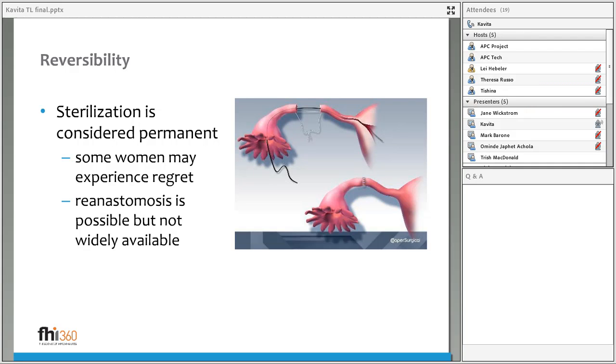Reanastomosis is possible, but it's not widely available. And some women do experience regret after sterilization. This is more common in women under 30. But here it's important to mention that some women may regret if they don't get to have the sterilization procedure they wanted.